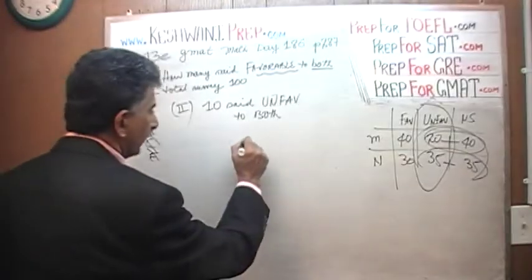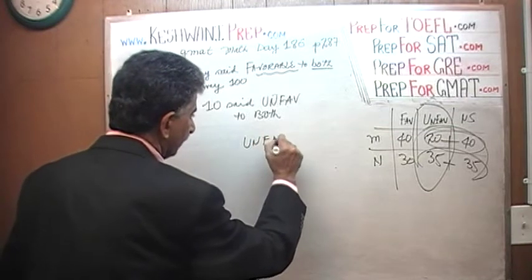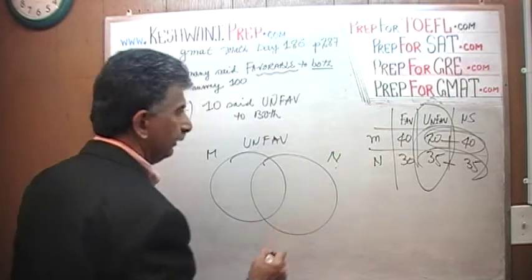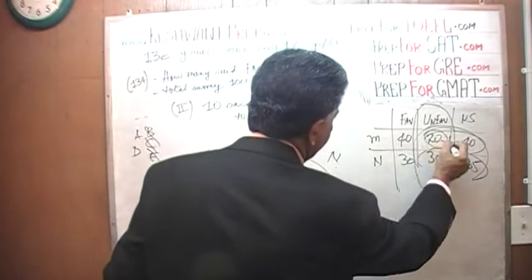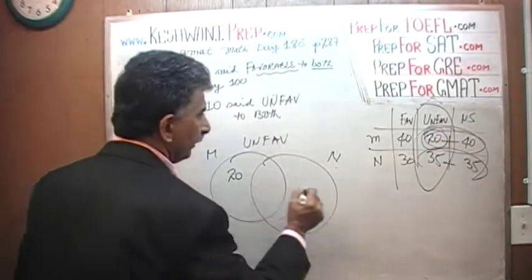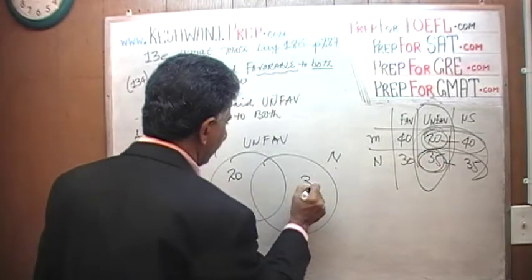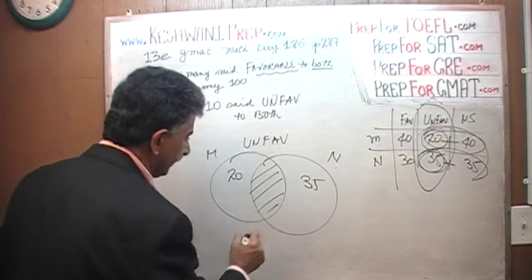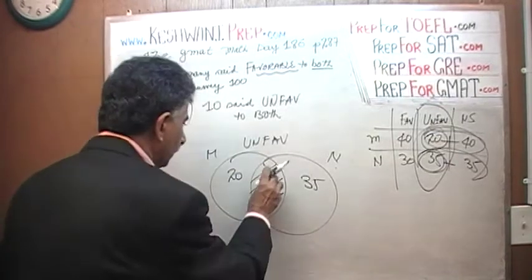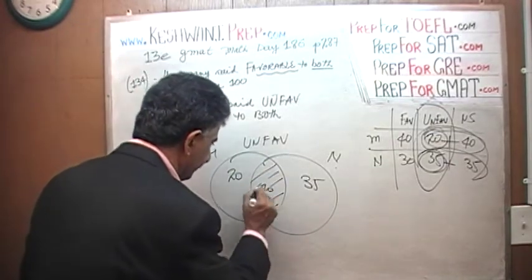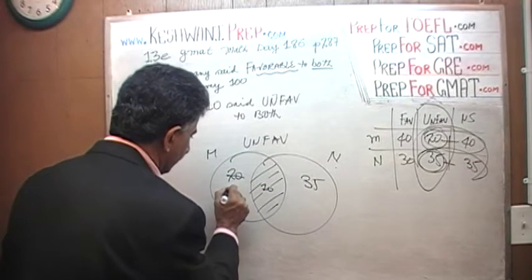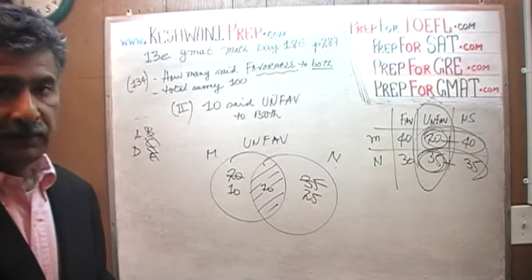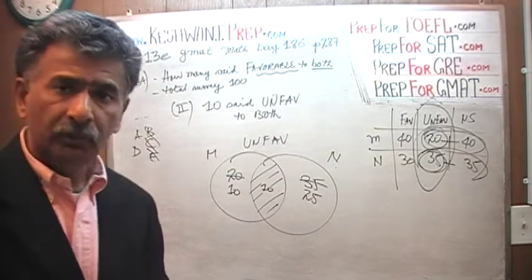So if we were to draw unfavorable here, unfavorable in a Venn diagram for M and N, from this chart we know that 20 people said unfavorable for M, we know that 35 said unfavorable to N, and now we are told that in the common area there are 10 people who said unfavorable to both, which means we cannot double count them, so this 20 becomes 10 and this 35 becomes 25. But it doesn't get us anywhere. All this work was for naught.